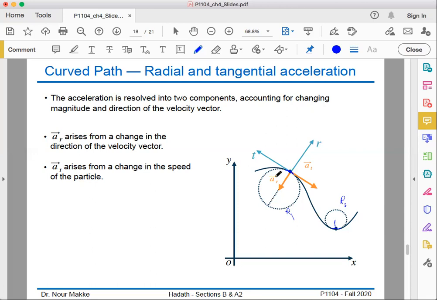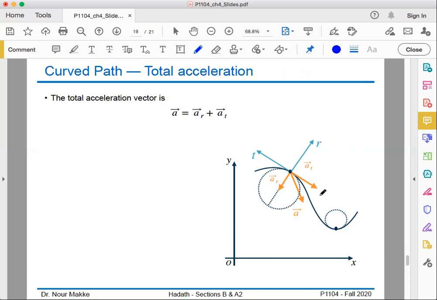And A tangential, which arises from a change in the speed of the particle. Because the particle is changing its speed, either increasing or decreasing, whatever happens, this AT occurs because the speed of your particle is changing. And of course, AT is along the tangential direction. Now it depends on whether AT is positive or negative, whether the magnitude of your velocity vector is increasing or decreasing. So that depends on different cases.